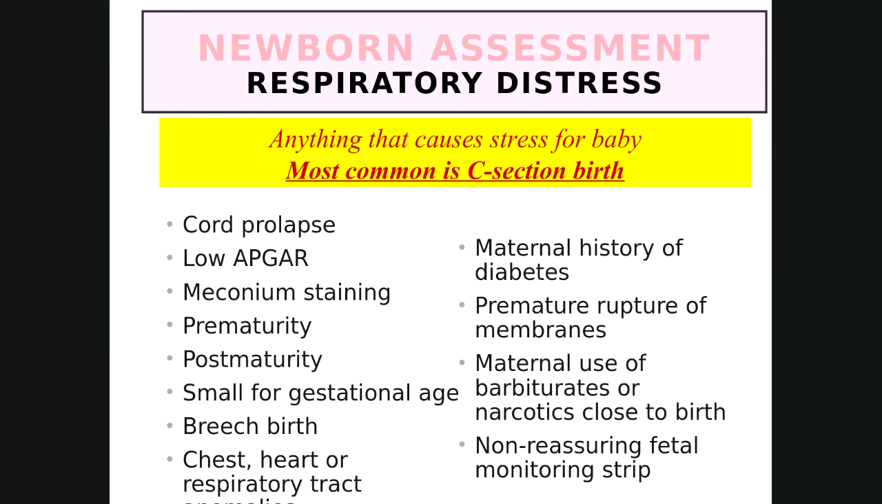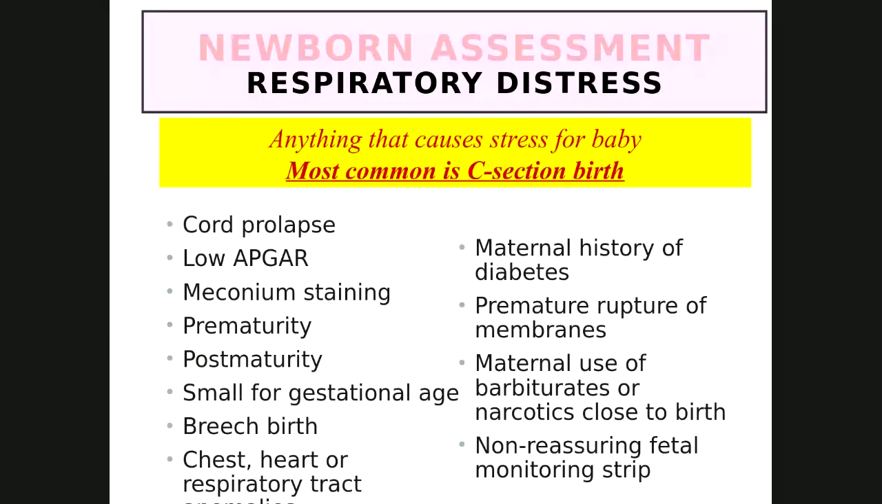So other reasons: cord prolapse, right? That's going to cause some stress in the baby. Low APGAR scores, not a well oxygenated baby, stress. Okay, so again, anything that stresses the baby is going to lead to respiratory distress. Meconium staining, that means the baby was already stressed before it was even born. Premature and post-mature babies are going to be affected.